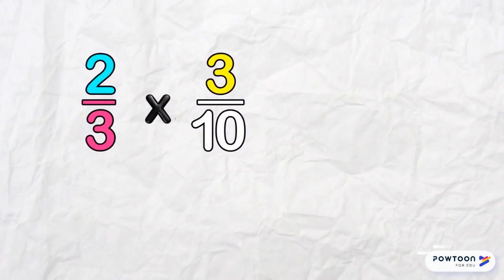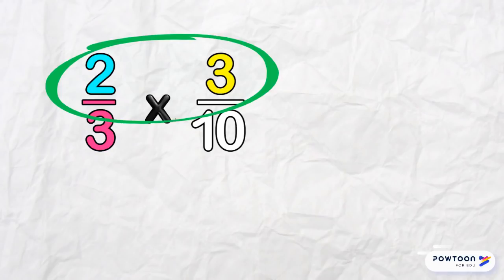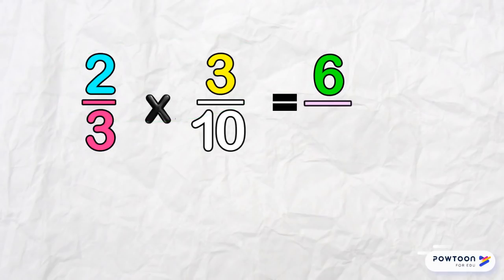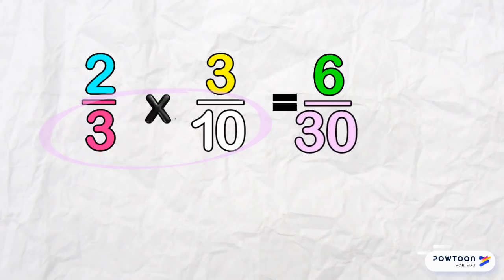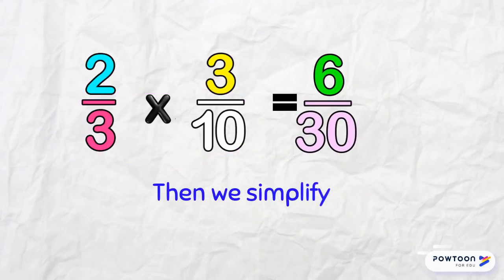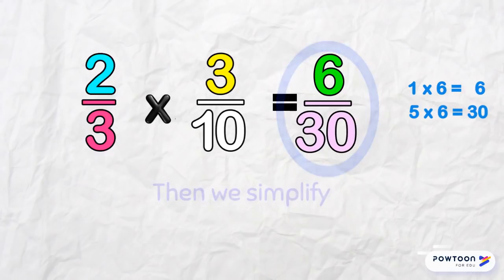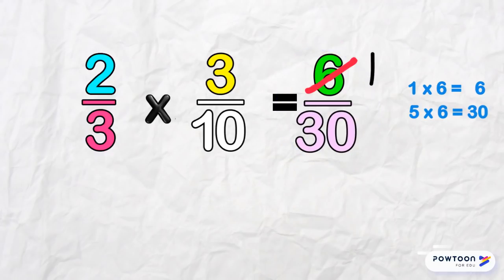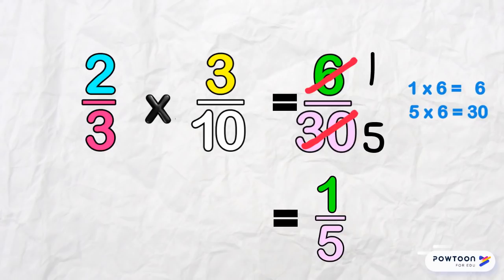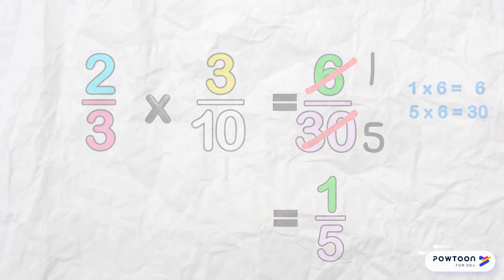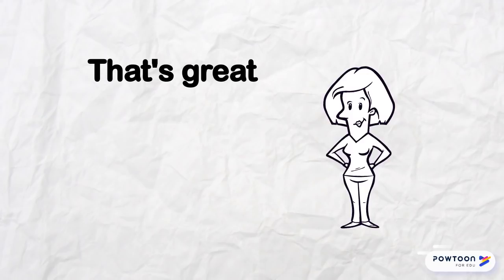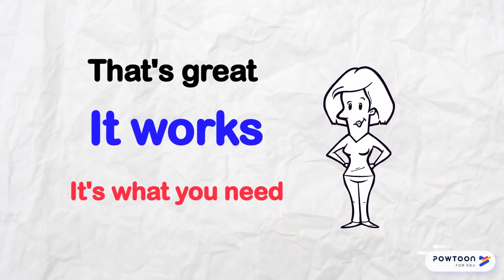Up to now, we've said top times top over bottom times bottom, and then we simplify. Our numerator and denominator here are both in the 6 times table, so we can divide by 6, and that gives us 1 over 5. When we can't reduce any more, like here, we're done. That's great, it works, it's what you need.